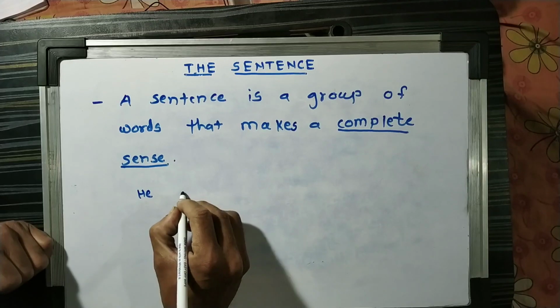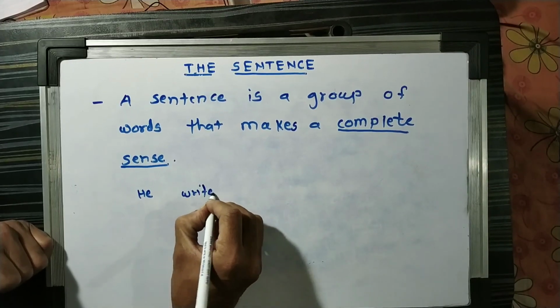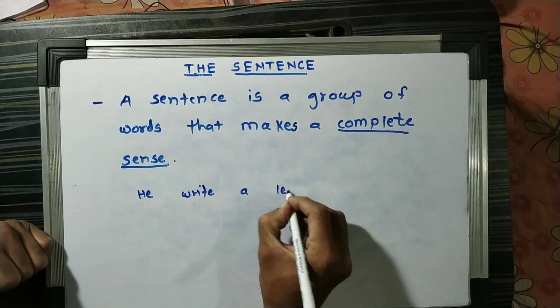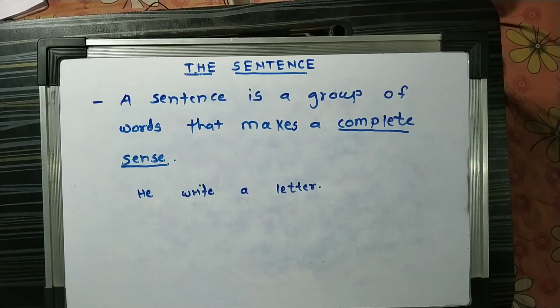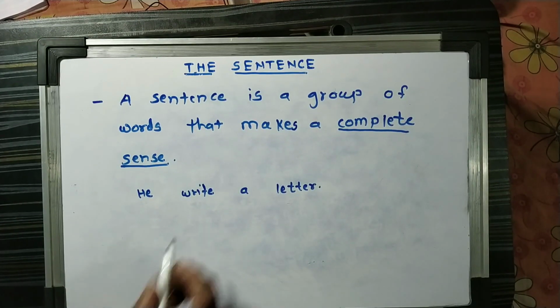He writes a letter. Let's read this group of words once again. He writes a letter. Now after reading this sentence, we are able to get a complete sense. It means we are understanding the meaning of this sentence, meaning of this group of words very well, and therefore this group of words is called a sentence.